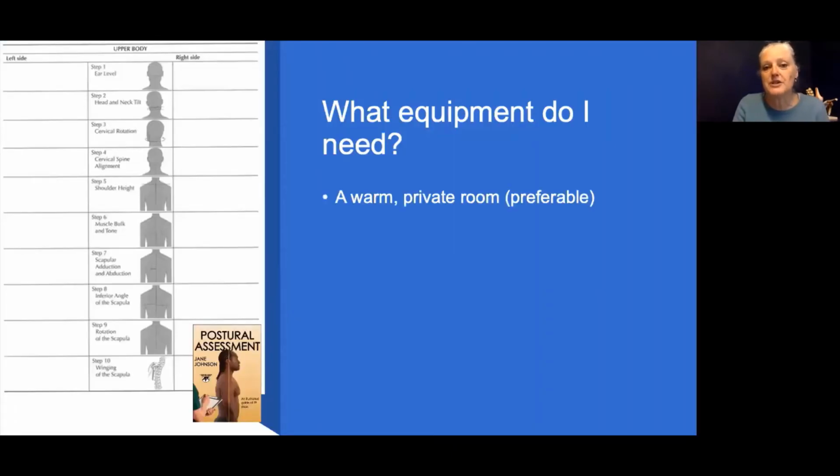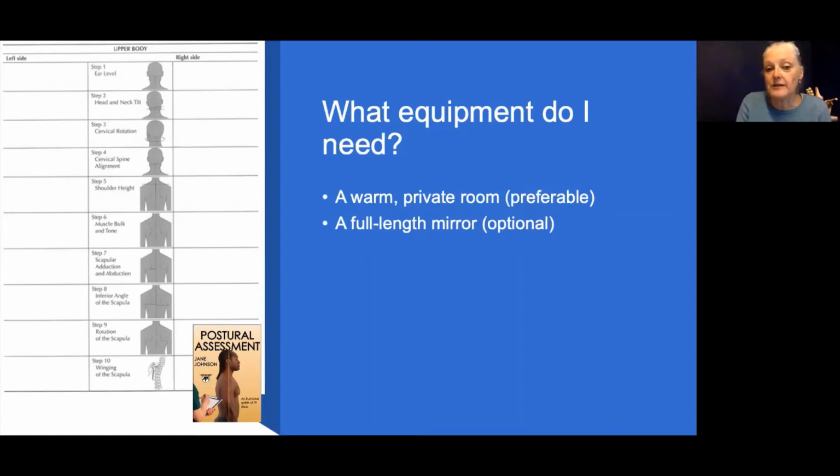So what equipment do you need? Well, you need a warm private room. If you're doing the DSE assessment, now some of you attended my webinar last month on display screen equipment, you tend to do it much more quickly then, and you're at someone's desk, at their workstation, so that's slightly different. But if it's any other time, a warm private room is preferable. It might be your treatment room, your gym, an area in your gym, something like that.